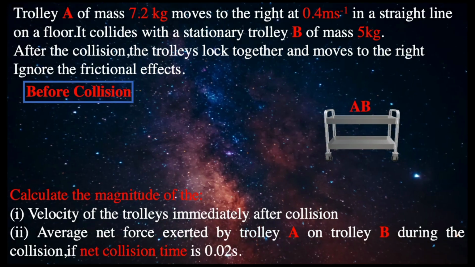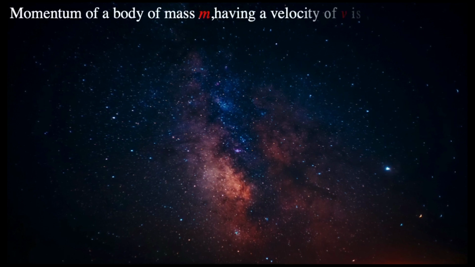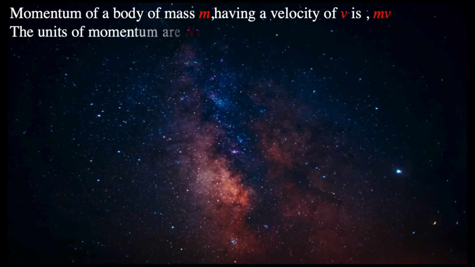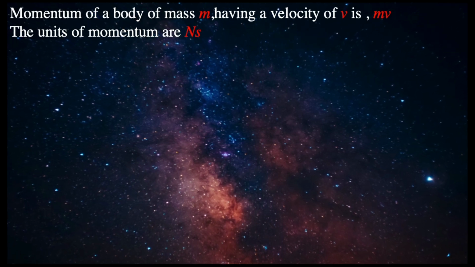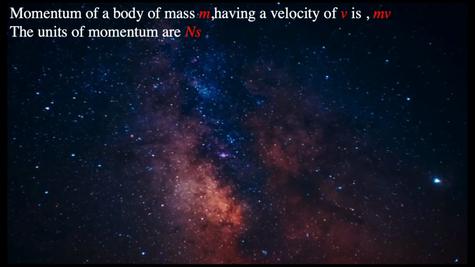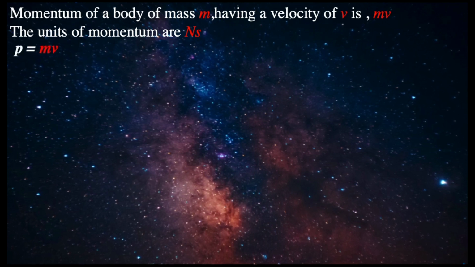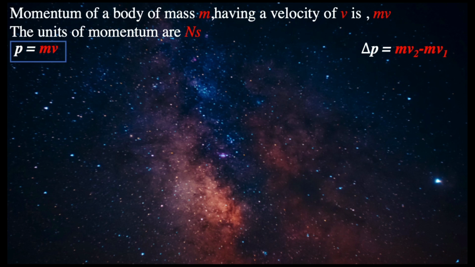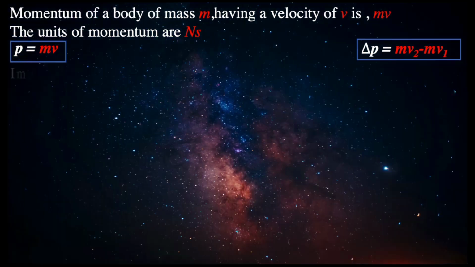Right, we define momentum. The momentum of a body of mass m having a velocity of v is given by mv, meaning momentum is the product of mass and velocity. The units for momentum are newton seconds. As you can see, mass gives us kg and v gives us meters per second, and that is the same as newton seconds. We can also calculate the change in momentum. The change in momentum is going to be mass times the final velocity minus mass times the initial velocity.